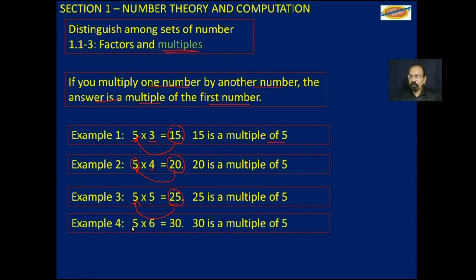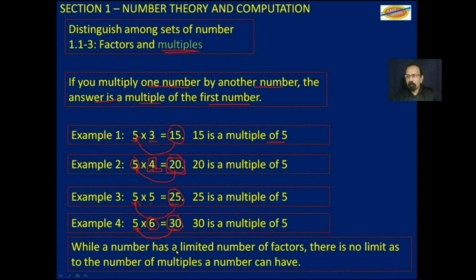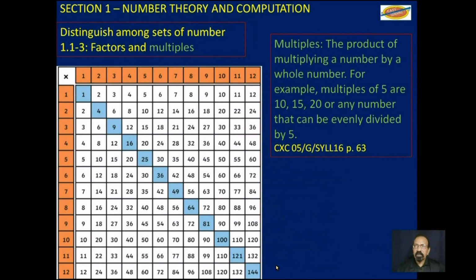And of course, if you multiply 5 by 6 you get 30, 30 is a multiple of 5. In other words, in that 30, you could find 6 5s. Similarly, in this 20, you can find 4 5s. While a number has a limited number of factors, there is no limit as to the number of multiples a number can have. This is your definition from your CXC syllabus.